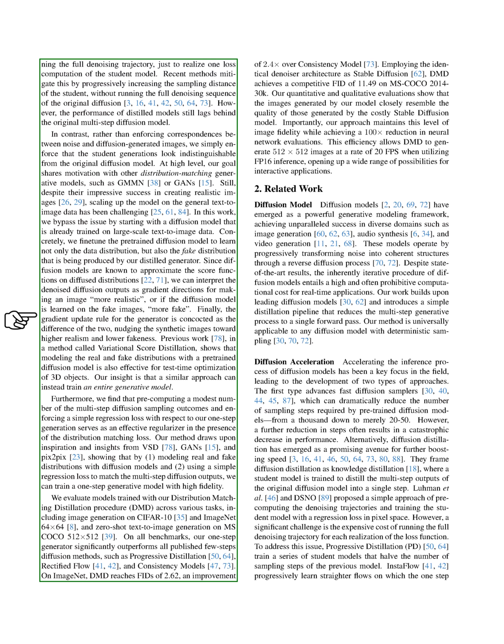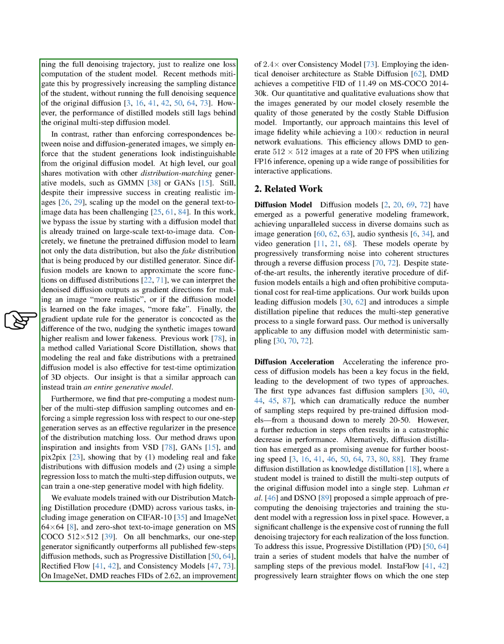Our method draws upon inspiration and insights from VSD, GANs, and PIX2PIX, showing that by modeling real and fake distributions with diffusion models and using a simple regression loss to match the multi-step diffusion outputs, we can train a one-step generative model with high fidelity. We evaluate models trained with our Distribution Matching Distillation procedure, DMD, across various tasks, including image generation on CIFAR10 and ImageNet 64x64, and zero-shot text-to-image generation on MS COCO 512 by 512.